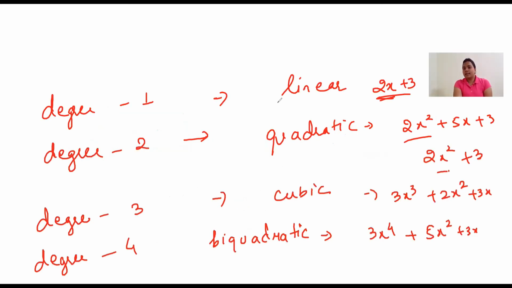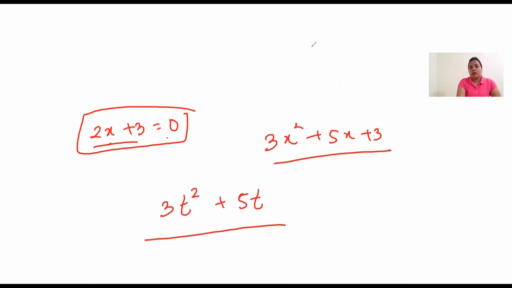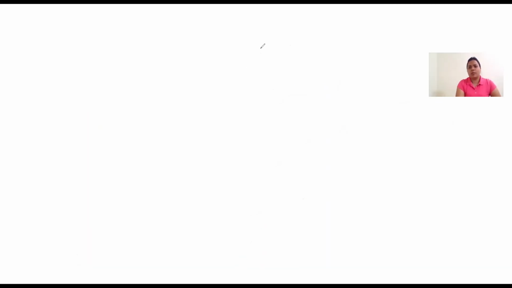When it is a linear polynomial, we will have only one value, which means only one zero. If it is quadratic, we will have 2 values. If it is cubic, we will have 3 values. And if it is biquadratic, we will have 4 values. Suppose you have already done linear equations so many times in 8th standard also. Just take the example of that only.